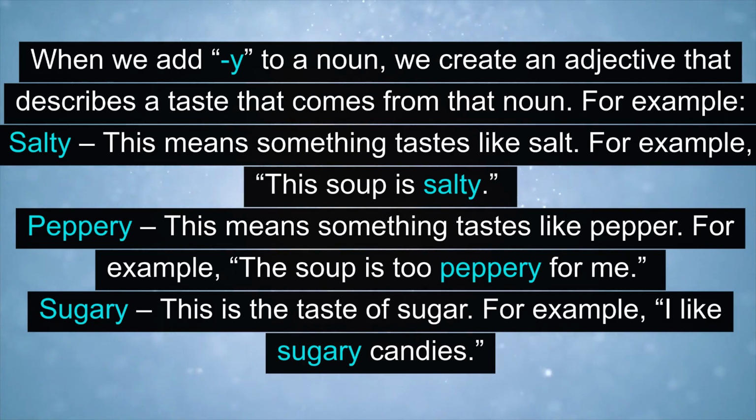from that noun. For example, salty. This means something tastes like salt. For example, this soup is salty. Peppery. This means something tastes like pepper. For example, the soup is too peppery for me. Sugary. This is the taste of sugar. For example, I like sugary candies.